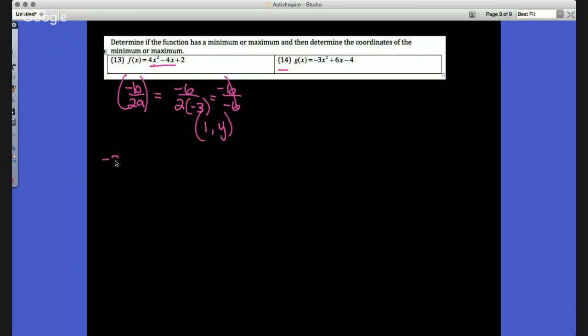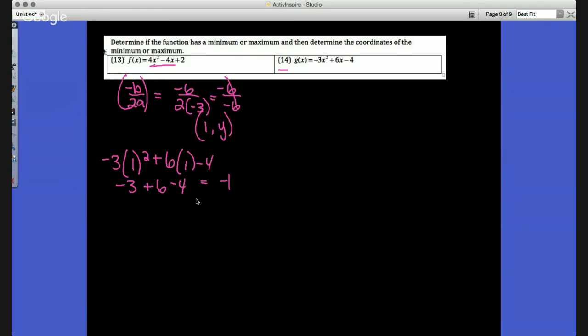So it should be negative 3 times 1 squared plus 6 times 1 minus 4. So 1 squared, because of PEMDAS, we do that first. 1 squared would be 1, times negative 3 would be negative 3. 6 times 1 is 6, and minus 4. So this whole thing, when combined, would be negative 1.